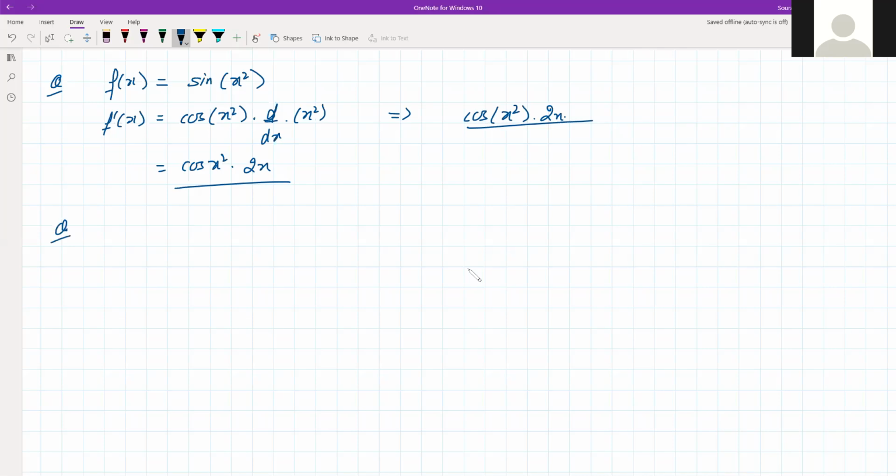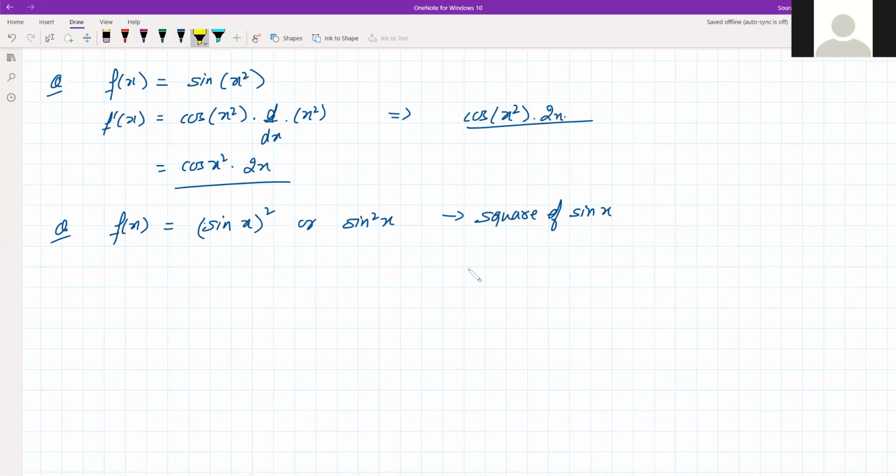Now, suppose the function is something else, some similar function, say sine x whole square. This is different, or it will be written as sine square of x. Now this is square of sine x. So the outermost function is square.